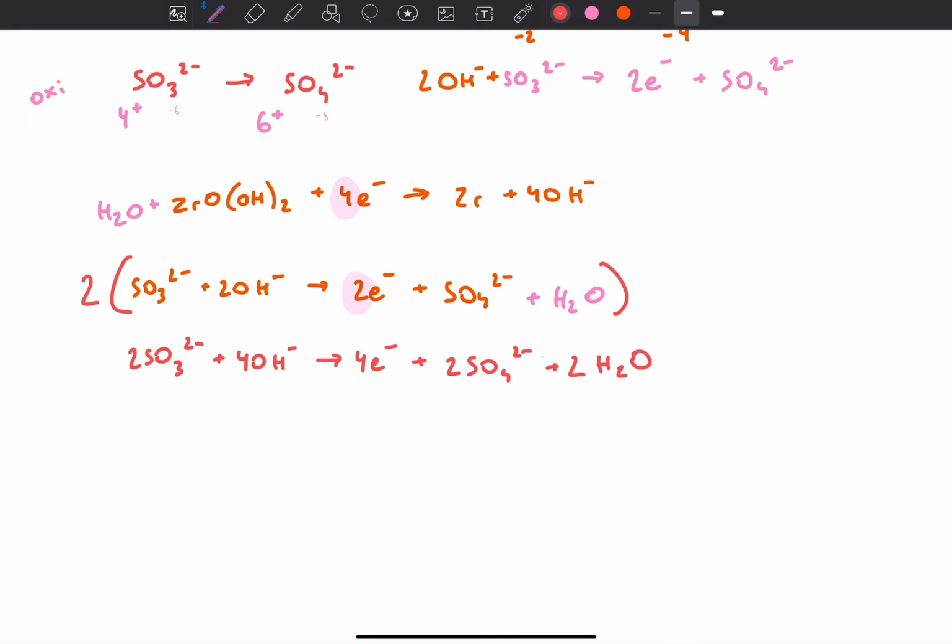And now when we go to rewrite all of this together as one thing, we're going to have some molecules that cancel out with each other. So I'm going to highlight those in purple. So we're going to have 4 OH- on the left-hand side, that can cancel out with this 4 OH- that's on the right-hand side. And then we've got 4 electrons that can cancel out with each other. And then we've got 2 H2Os on the right-hand side and 1 H2O on the left-hand side. So we can get rid of that 1 H2O, and this is just going to turn into 1 H2O on the right-hand side.